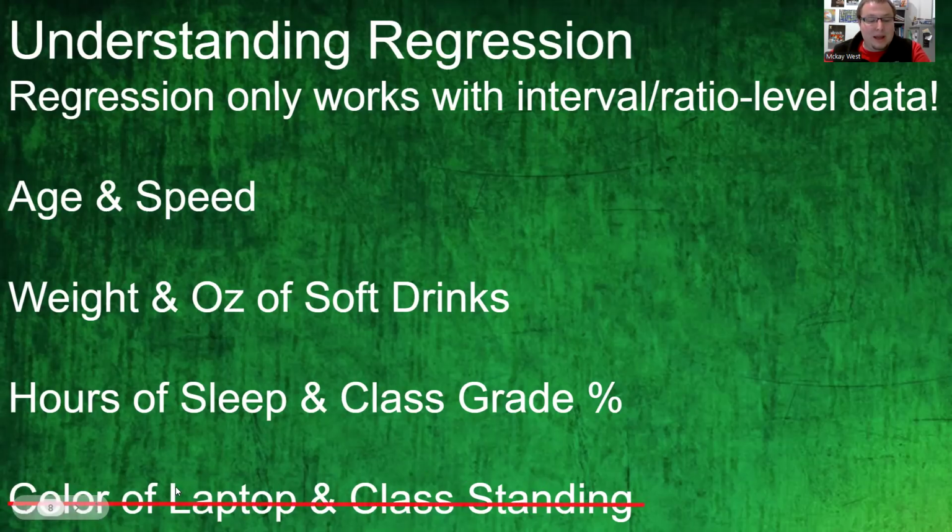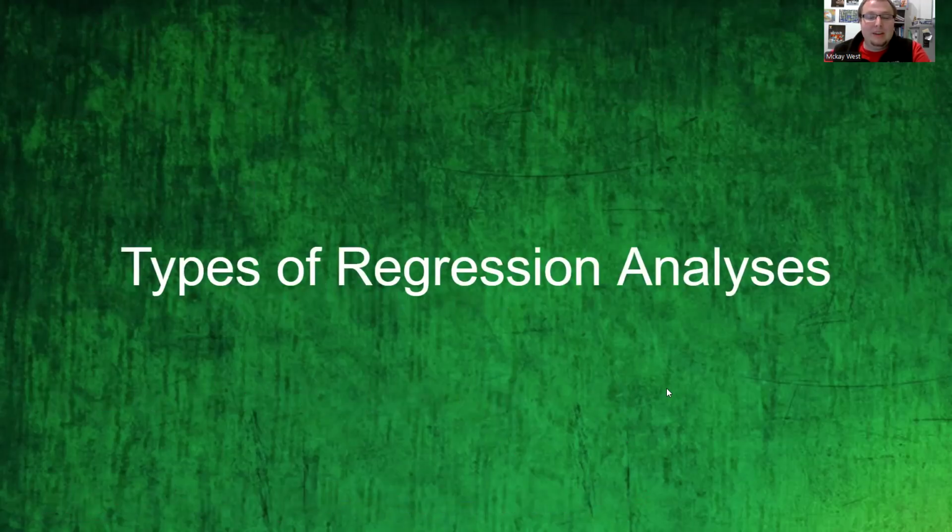Whether or not you have a blue laptop versus a green laptop doesn't really tell us how well you might be doing in a class or what year in school you might be. That categorical data does not work in regression analysis. So with that being said, let's look at a few different types of regressions that you might be able to perform someday and some of the benefits, uses.